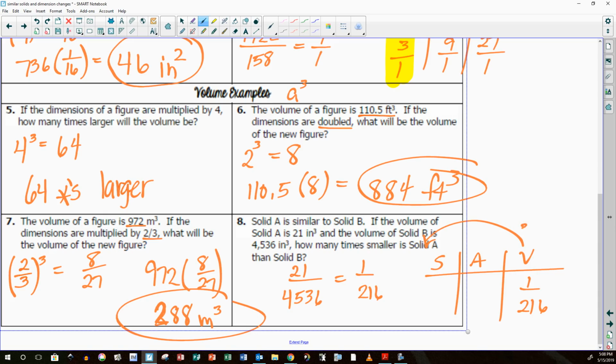So you're going to need to take the cube root. The cube root of 1 is 1. The cube root of 216 is 6. So your actual scale factor is 1/6. So that means it is 6 times smaller, because 1/6 is a small number, where 6/1 would be a big number. So it is 6 times smaller.